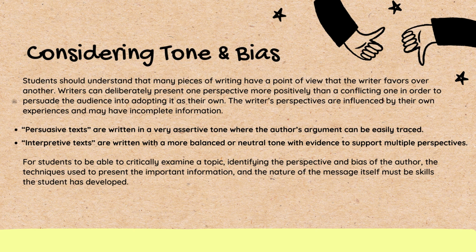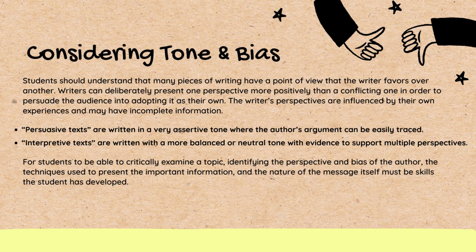Considering tone and bias. Students should understand that many pieces of writing have a point of view that the writer favors over another. Writers can deliberately present one perspective more positively than a conflicting one, in order to persuade the audience into adopting it as their own. The writer's perspectives are influenced by their own experiences and may have incomplete information. Persuasive texts are written in a very assertive tone where the author's argument can be easily traced. Interpretive texts are written with a more balanced or neutral tone, with evidence to support multiple perspectives.